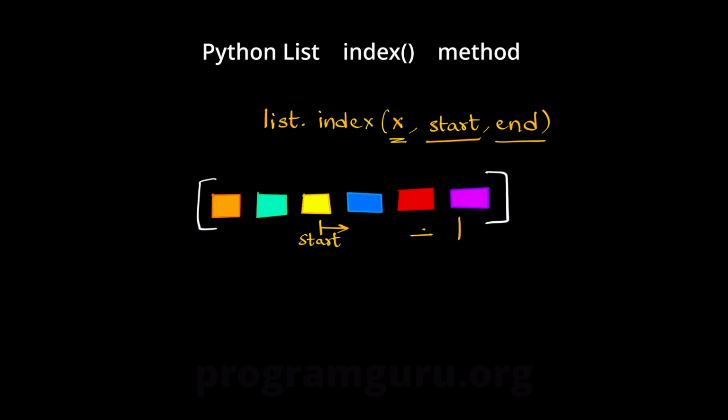If end parameter is also given, then the search for the item x in the list ends just before this position. Start and end parameters are optional. Also, you can specify the end position only if the start position is specified.